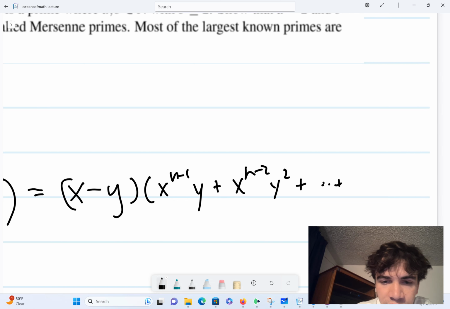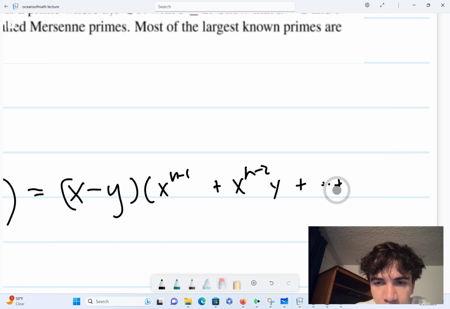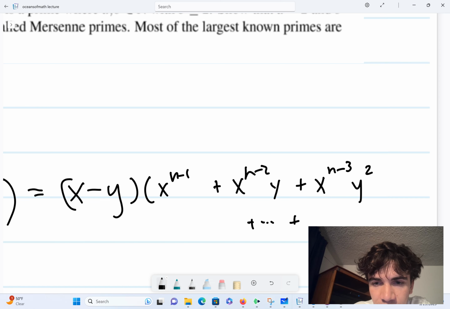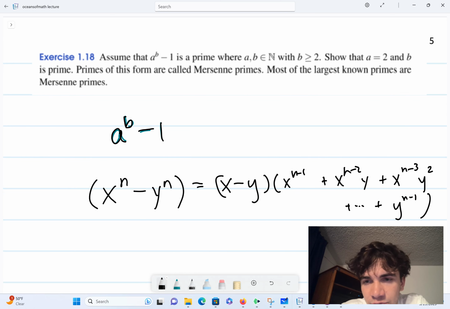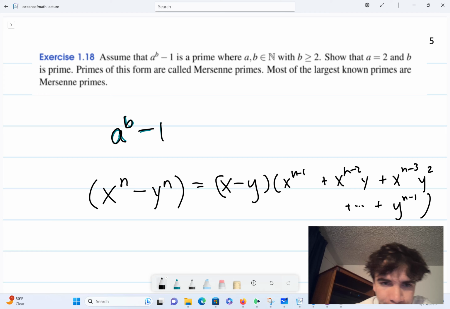Excuse me, I got this slightly wrong. So x to the n minus 1 plus x to the n minus 2 times y plus, I can go one more out just so you can see, x to the n minus 3 times y squared, plus, all the way down to y to the n minus 1, okay? Hopefully you've seen this factorization before. If not, you should look up the difference of nth powers factorization. It's a very important formula to know.